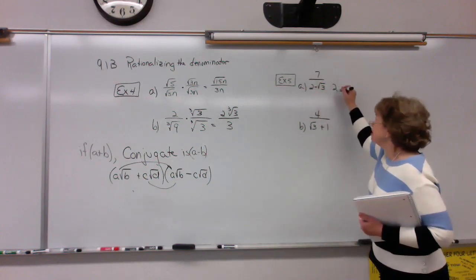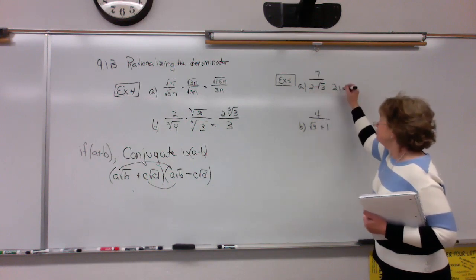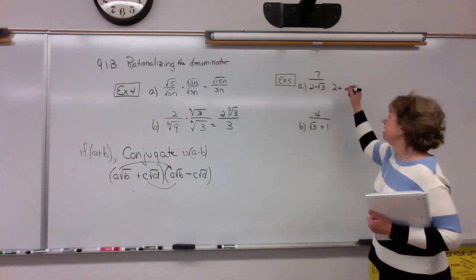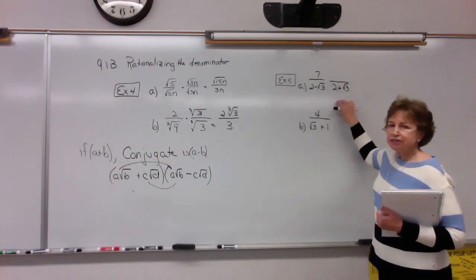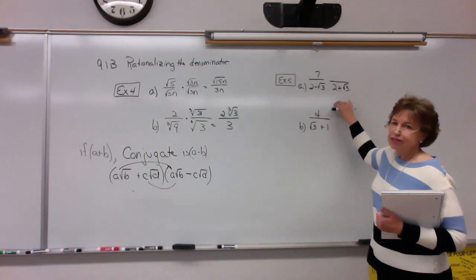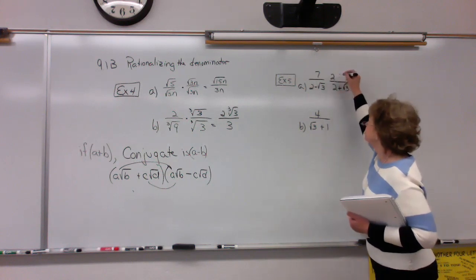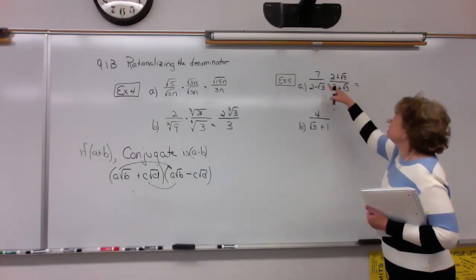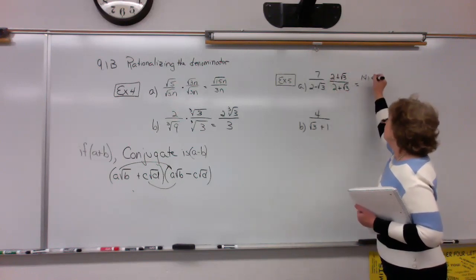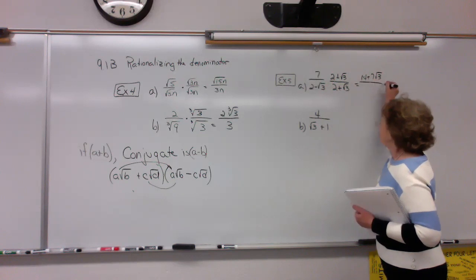The conjugate is going to be 2, because that was 2, plus, because I'm going to have the opposite sign, and then the square root of 3, because that's what I started with. And whatever you do to the denominator, you're also doing to the numerator. So I'm going to multiply that numerator by 2 plus the square root of 3. And then we're going to do it. So 7 times 2 is 14, plus 7 root 3, all over.